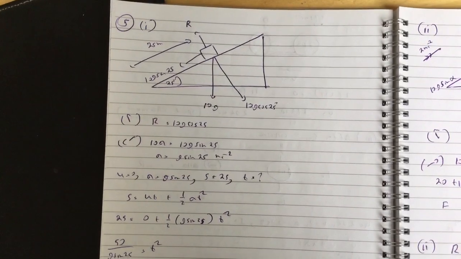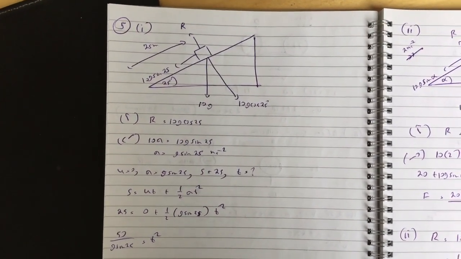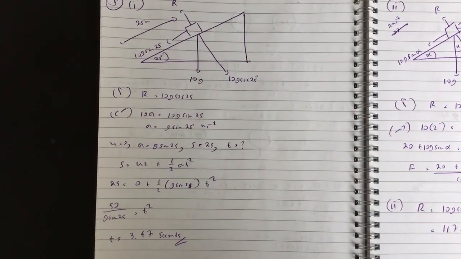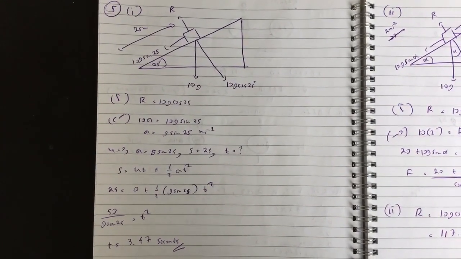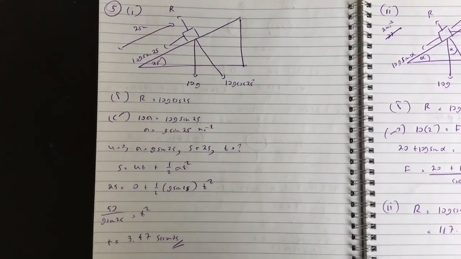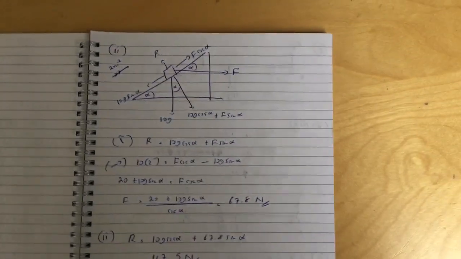Okay. Question 5 is probably one of the easiest in the paper. So you just resolve forces vertically and horizontally, and you get the time equal to 3.47 seconds. You resolve the forces to get the acceleration, which is g sin 25, and then you work out the time from there.